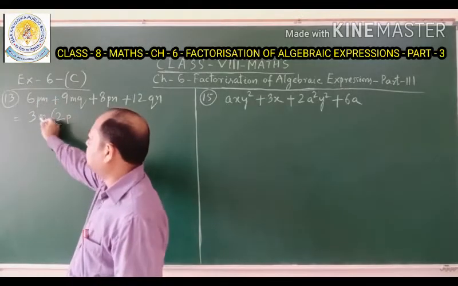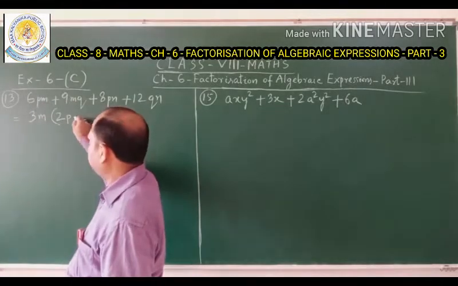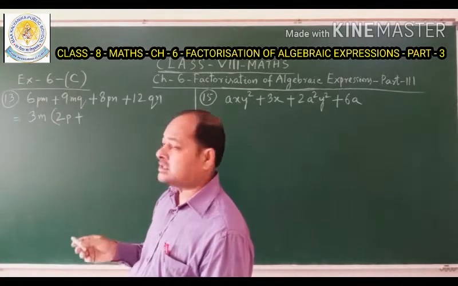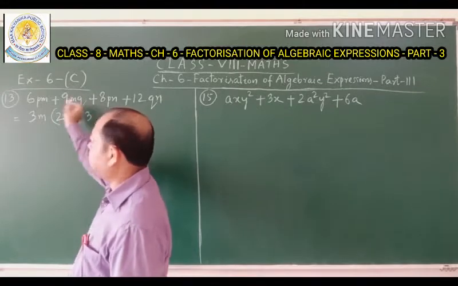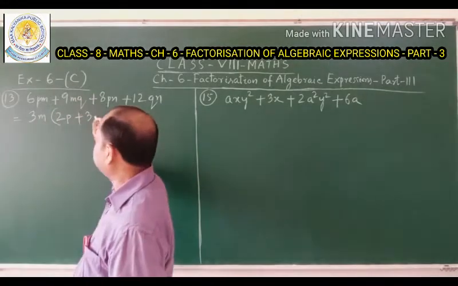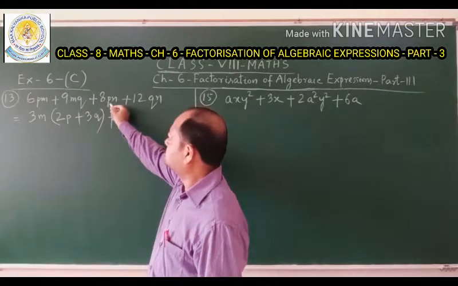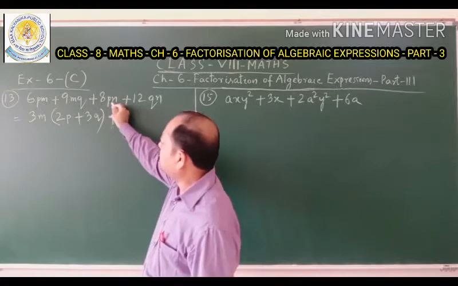So that will be 3 into 2, that is 6, m into p, that is pm, plus 3 into how much is 9? Because if you divide 9 by 3, you get 3. Okay, then m is not common here, so what is left? That is q.